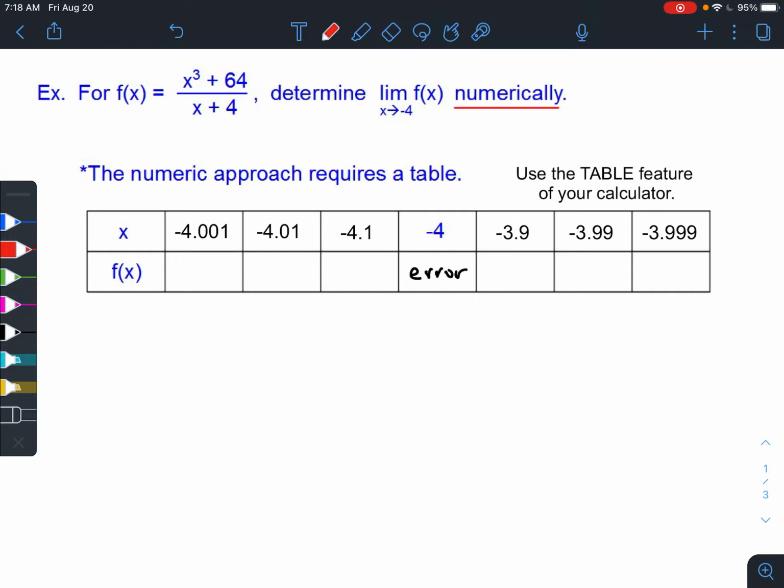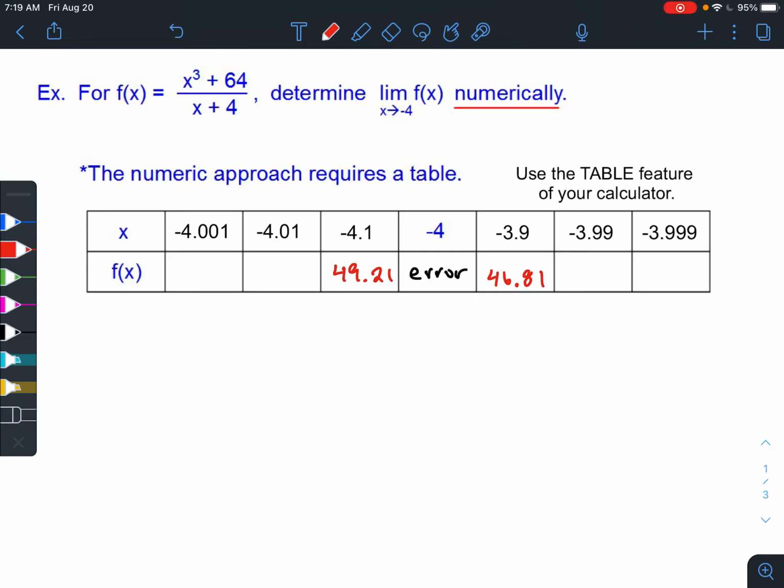All right. So if we go to our table and change our table settings, and if you don't know how to do that, please ask in class. Okay, for -4.1, we should get a value of 49.21, and for -3.9, we got 46.81. So basically that's telling me my limit is somewhere between 46 and 49-ish, but that's not overly accurate, so maybe I should go to a smaller delta table or step, depending on your model of calculator.